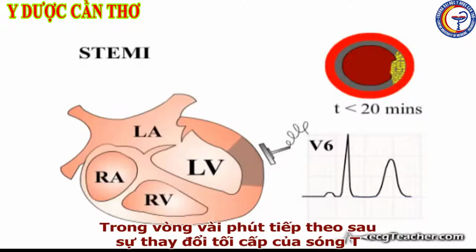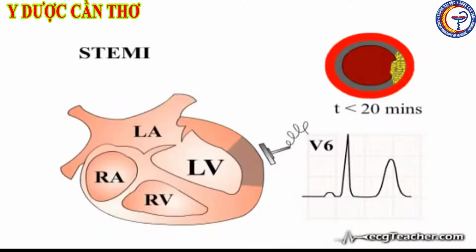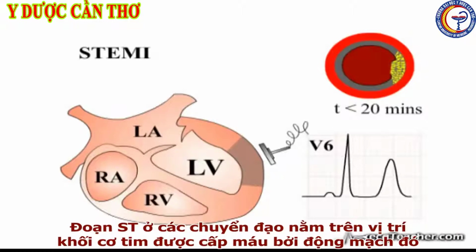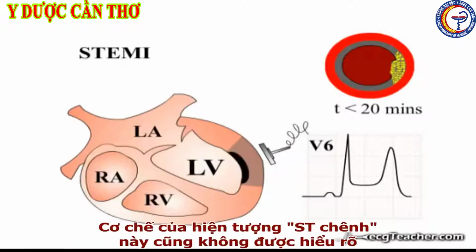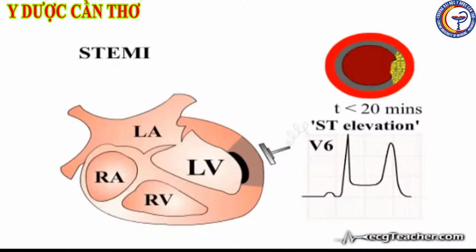In the minutes following hyperacute T wave changes, the ST segments in leads overlying the myocardial region deprived of arterial blood supply begin to rise above the isoelectric line. The mechanism underlying this ST elevation is poorly understood.